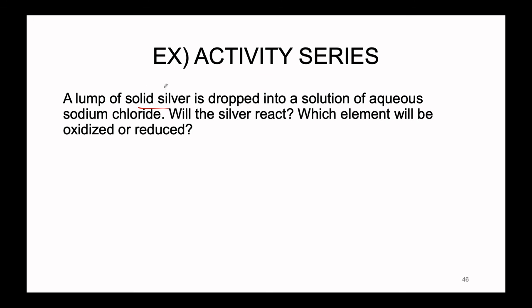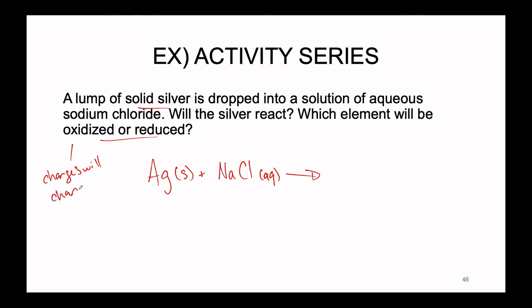So we are told that solid silver, in solid form, is being added to an aqueous solution of sodium chloride. So sodium chloride in aqueous form. These will undergo some type of chemical reaction. Since we know that we are hypothetically working with an oxidation/reduction reaction, because in the wording of the problem we're told oxidized and reduced, what this tells us is that charges will change over the course of this chemical reaction.